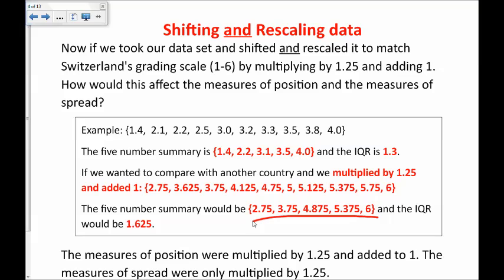Well, the 5-number summary, the measures of position would all shift and rescale by multiplying by 1.25 and adding 1. Okay, the IQR is a measure of spread, and so it would rescale but not shift. And so we would only multiply by 1.25 with the IQR. Okay, the same thing is true with the mean and the standard deviation. The mean would shift and rescale, but the standard deviation would only rescale.